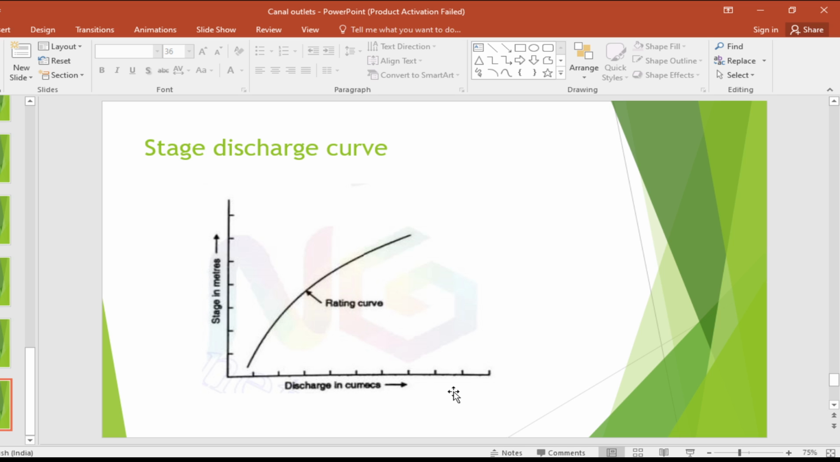Now this stage discharge curve must be checked periodically, as the regime conditions of the channel evenly change. That means periodically the regime conditions will change, so this curve should be checked periodically.